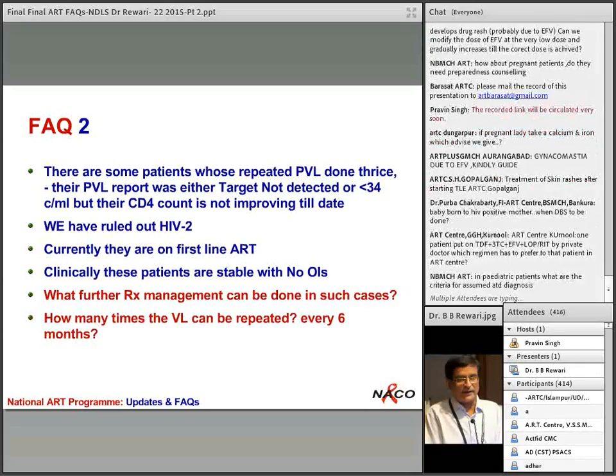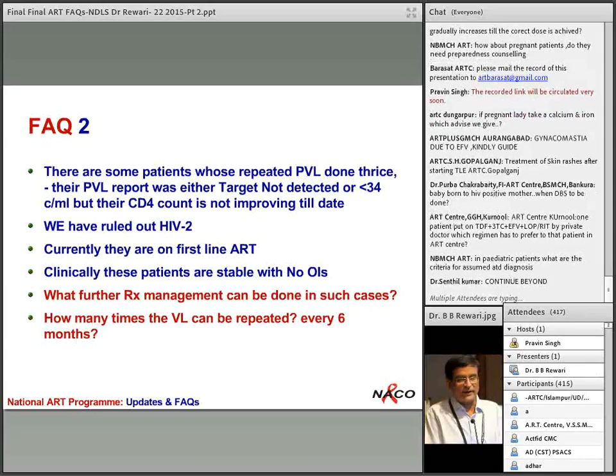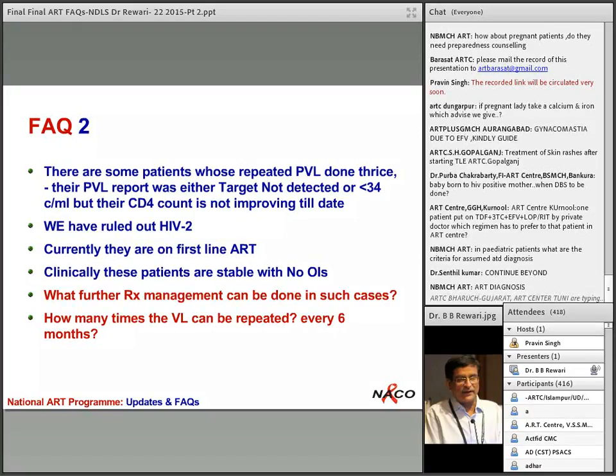So there are some patients who had repeated plasma viral load done thrice but not detected. HIV-2 has been ruled out. They are on first line ART, no OIs. What should be done? How frequently should we do the viral load?